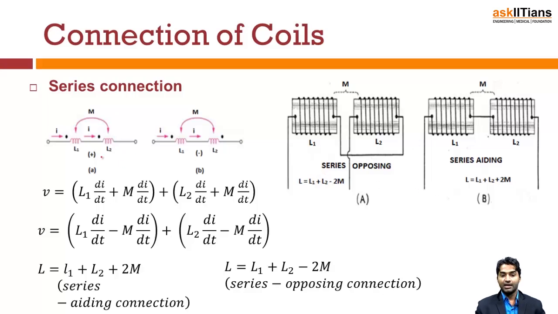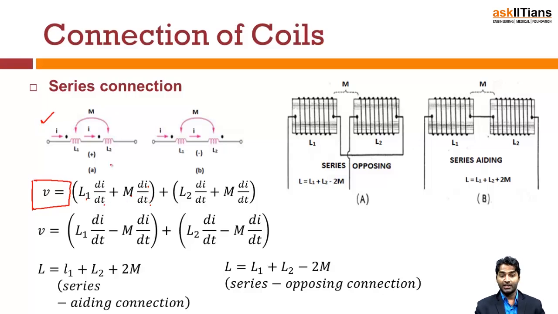So you can see, when the current is going in the same direction and the polarity of one is in the same direction as the first, the induced EMF across the ends of both coils is equal to L1 di/dt plus M di/dt. The current will remain the same because it is a series connection.